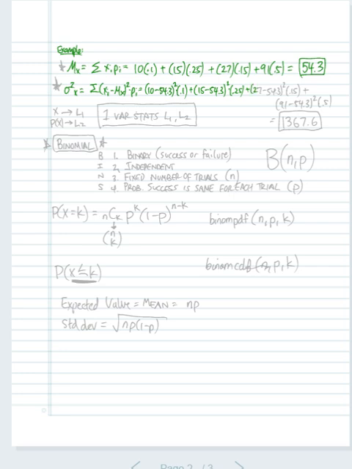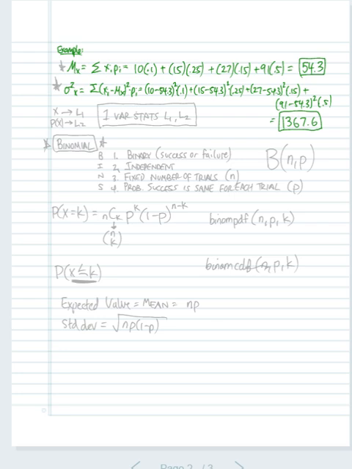Plus, the next x value, subtract the mean, square it, times its probability. Plus, the next x value, subtract the mean, square it, multiply by its probability. And I will tell you, if you punch that in your calculator, you should get 1367.6.